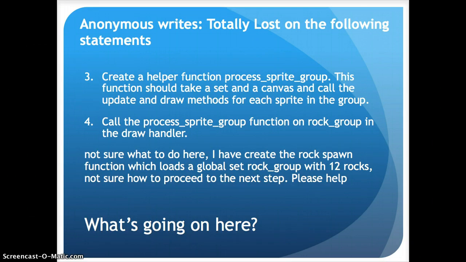Number 3, create a helper function process sprite group. This function should take a set and a canvas and call the update and draw methods for each sprite in the group. 4, call the process sprite group function on rock group and the draw handler. Anonymous writes, not sure what to do here. I have created the rock spawn function, which loads a global set rock group with 12 rocks. Not sure how to proceed to the next step. Please help. So what's going on here?